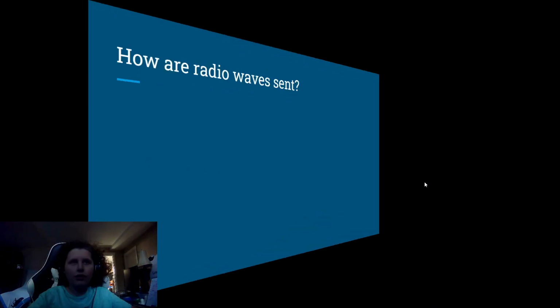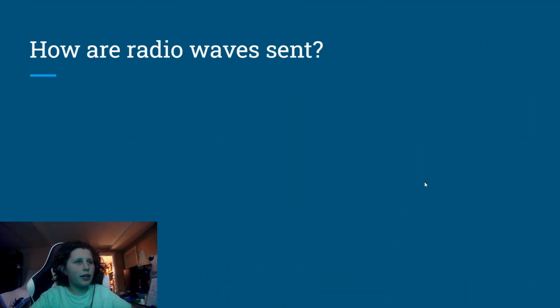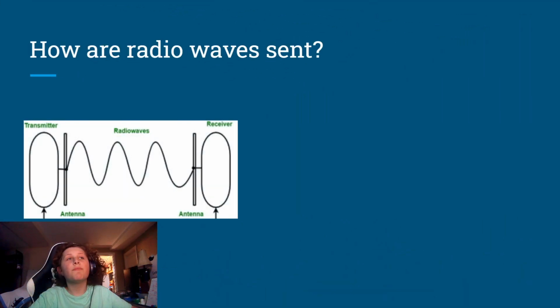So how are radio waves sent? Radio waves are sent originally off through an antenna. They're caught by an antenna and then they're received and decoded.